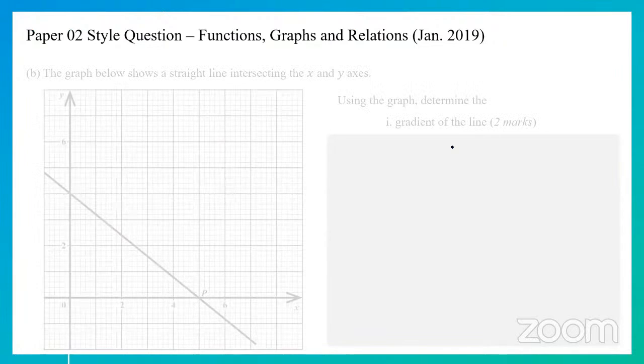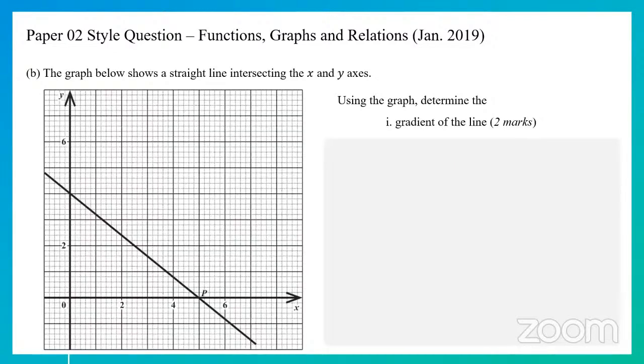So the graph below shows a straight line intersecting the x and y axes. Using the graph, determine the gradient of the line. So first part, determine the gradient of the line. All right, so we're working with our graph here. There's not necessarily much calculation, but let us look at this. When using a graph to find the gradient of the line, the method that is usually used is the rise over run method. Of course, you can approach it another way, but I'll be looking at it this way.